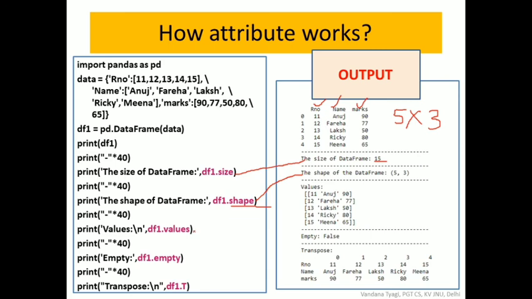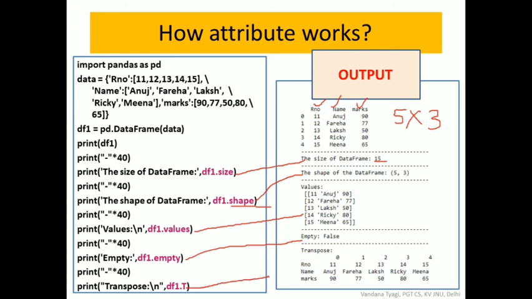Now df1.values will return a numpy ndarray, so all the entries here, but in terms of a numpy ndarray. And df1.empty returns false, because the data frame has values. So we get a false answer for this.